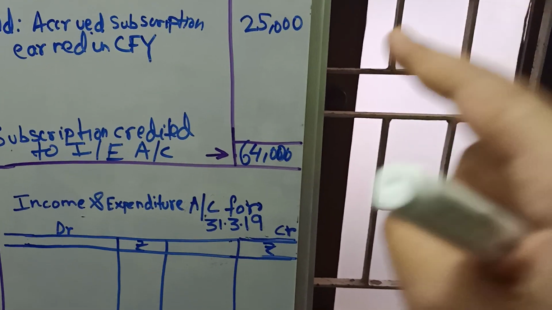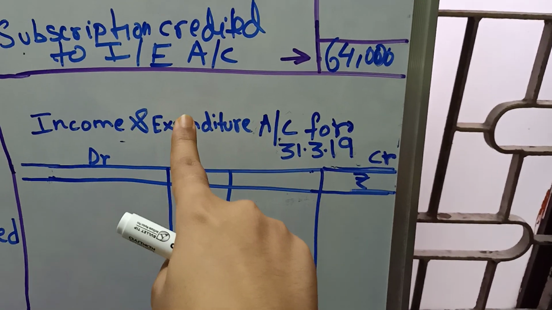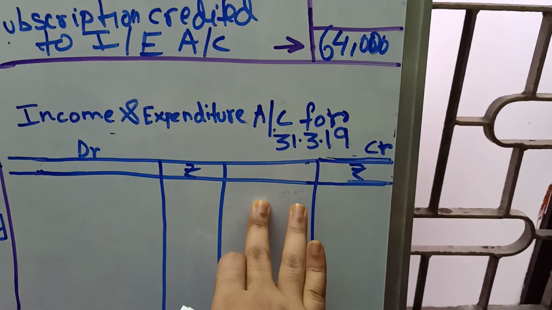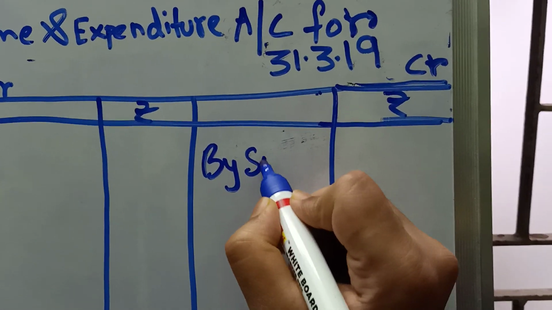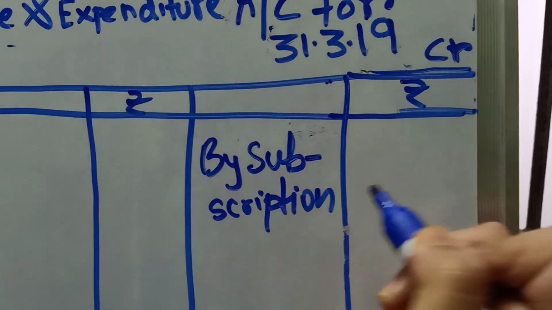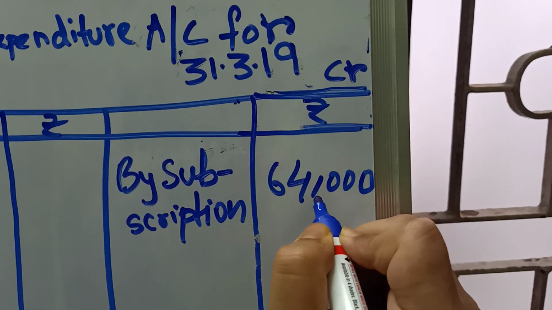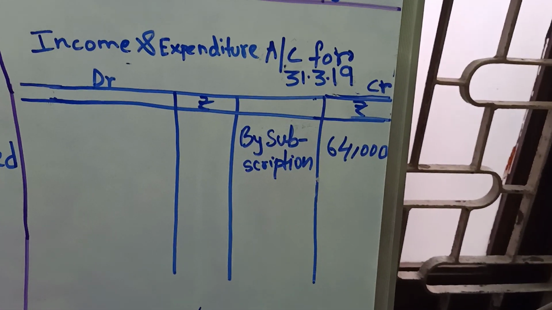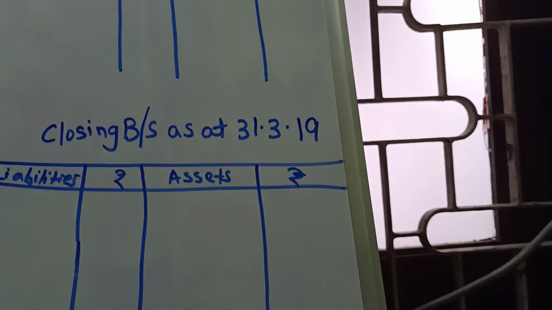So here we are going to now credit this to income and expenditure account. I had said that the income and expenditure account, treat it as a PL account, debiting all losses and expenses and crediting all incomes and gains. So here we write over here by subscription, and we credit 64,000 rupees over here, right? And after that, its final treatment remains in the closing balance sheet.